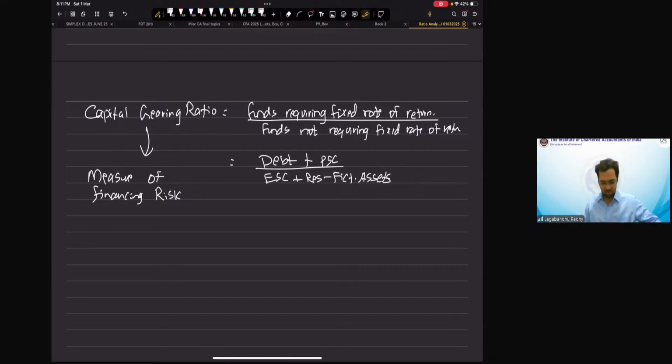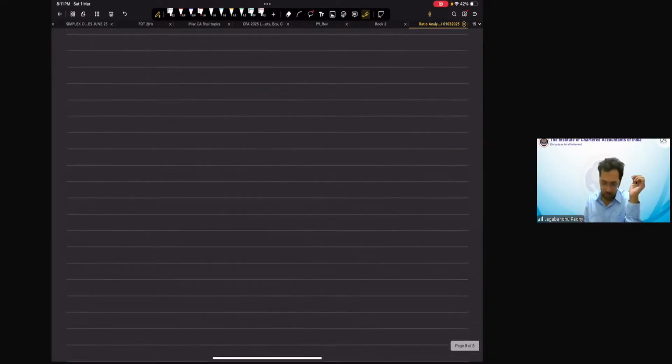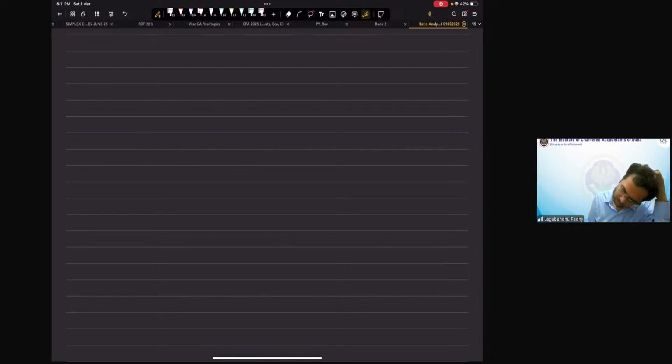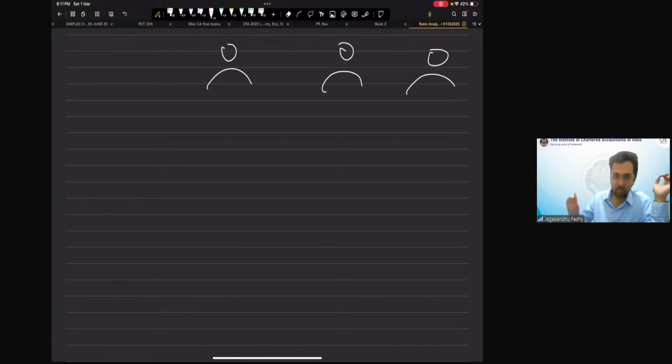Now, in long-term solvency ratios, what have we covered? Proprietary ratio, debt ratio, debt equity ratio, capital gearing ratio. Apart from just comparing these ratios, we would also like to know how capable a particular company is to pay the dues. For that, let me take an example of three individual persons, let's say A, B, and C.